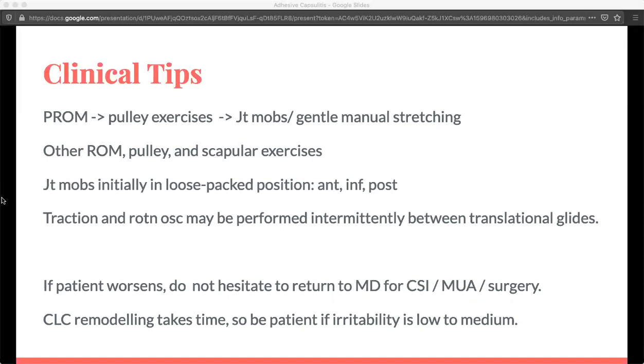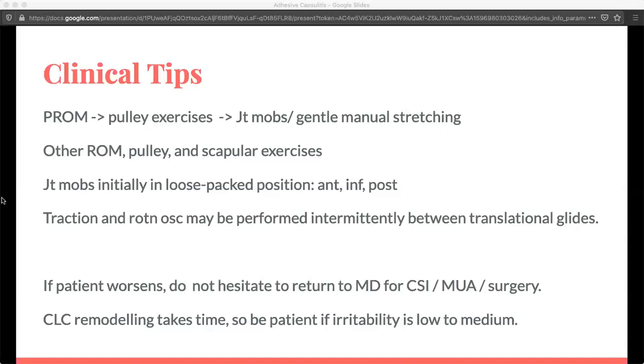Traction and rotation oscillations may also be performed intermittently between translation glides. So you do a little posterolateral, then you give them a little traction and a little oscillation, and then more posterolateral. Again, a little traction, some oscillations, and then you can switch around and do some inferior glides or anterior glides, depending on the patient's limitations and what you're hoping to achieve with that.